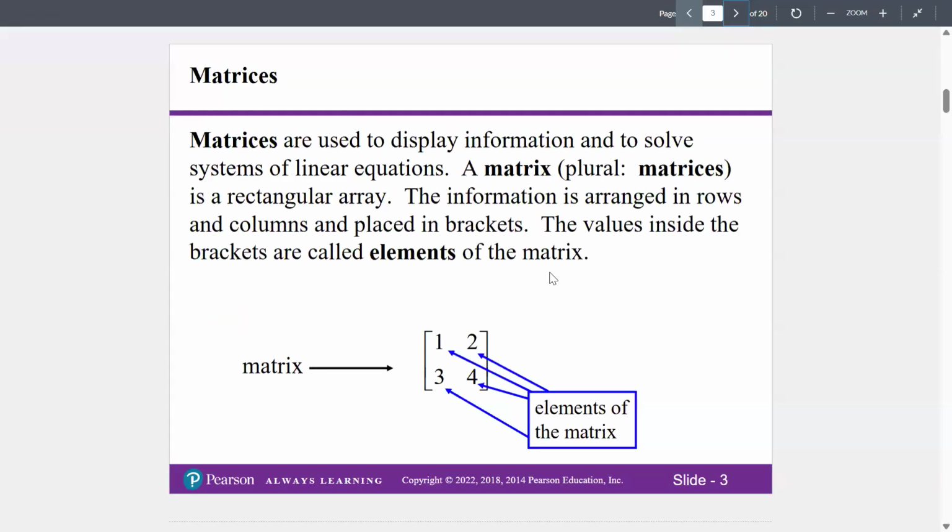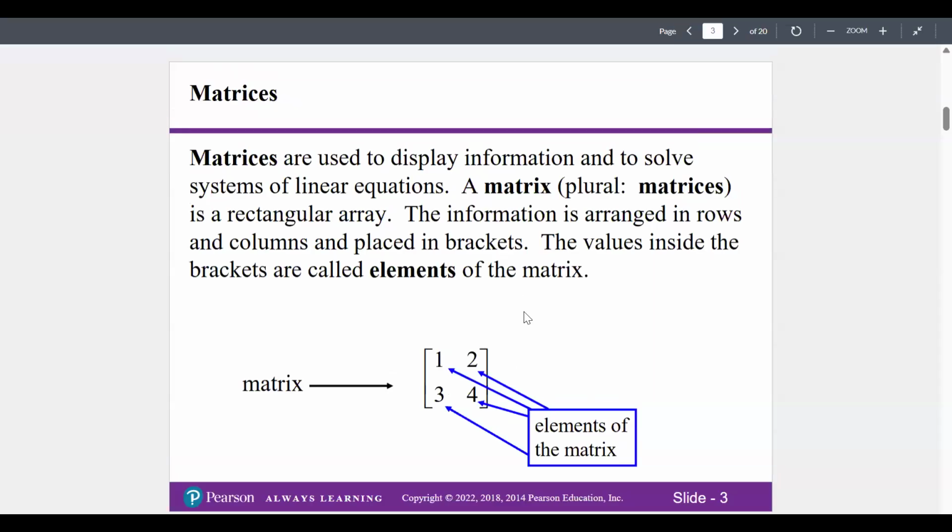Well, a matrix is used to display information, and primarily what we're going to use it for is solving linear equations. So a matrix, which in plural is matrices, is what we call a rectangular array. The information in the array is in rows and columns and placed in brackets. So there's a big bracket around everything. The values inside it are going to be called elements.